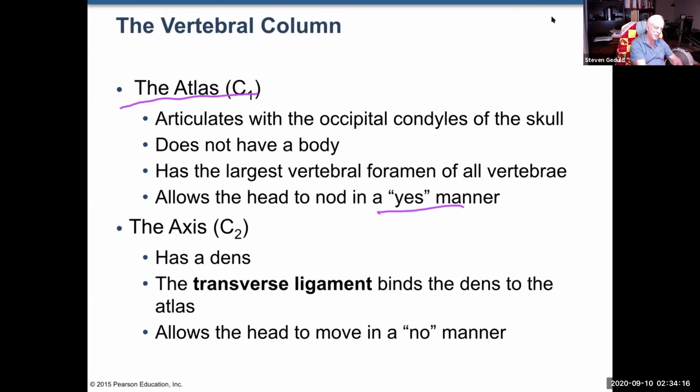The axis, C2, has what's called a dens. A dens is a growth or an extra bone coming off. It has a transverse ligament that binds to this dens and allows the head to move side to side. So if you move your head in a yes direction, that's the atlas moving. If you move your head in a no manner, that's the axis moving.